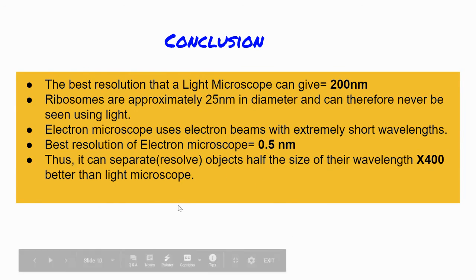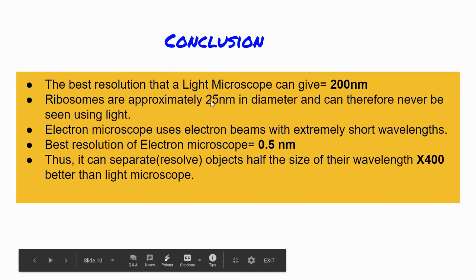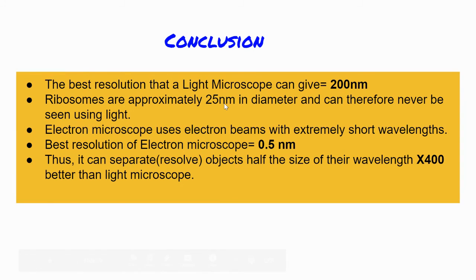That's because ribosome diameters are just 25 nanometers, but a light microscope can only detect something which has a minimum distance or diameter of 200 nanometers. Whereas electron microscopes use electron beams which have very short wavelength, so even if there are two objects as close as 0.5 nanometer, the electron microscope can still identify that these are two objects, not one. That's why electron microscope images also have better resolution as well as better magnification.